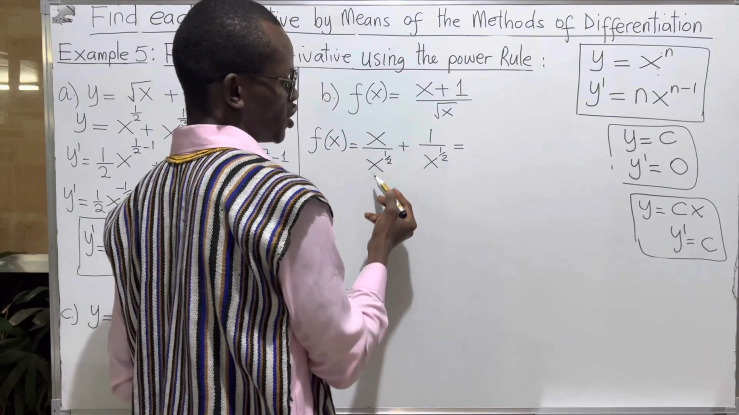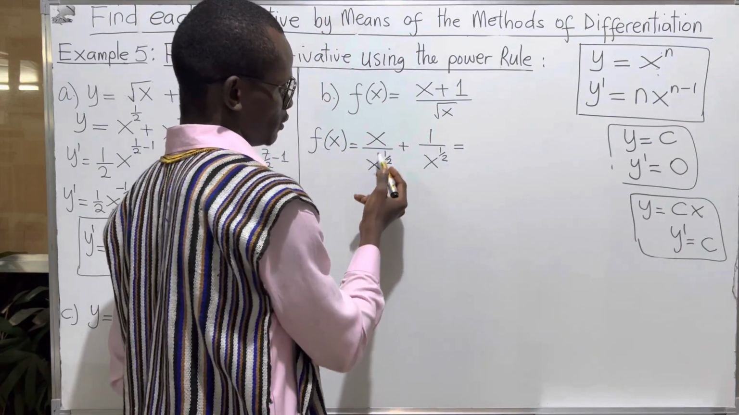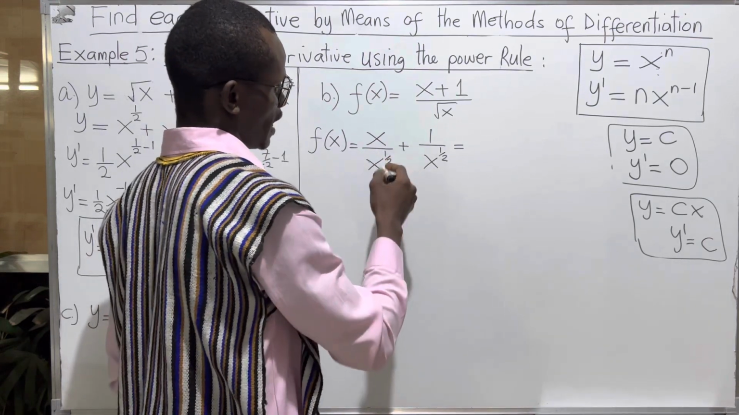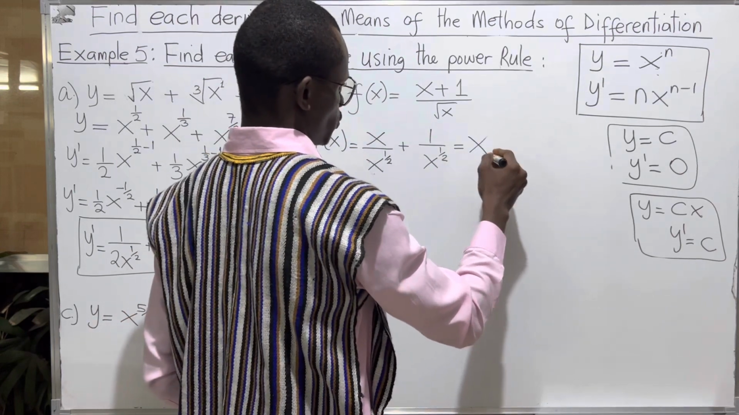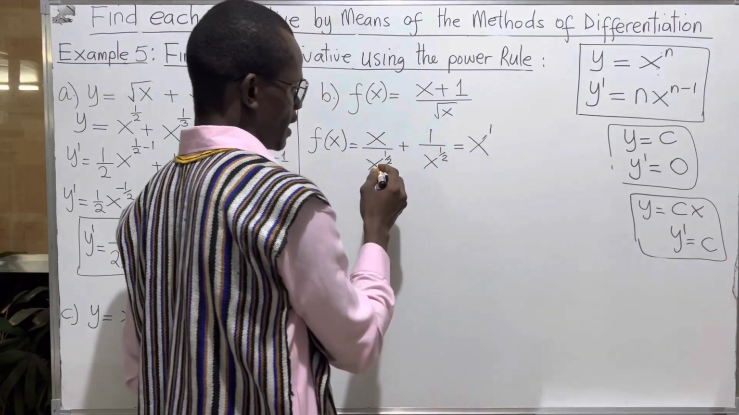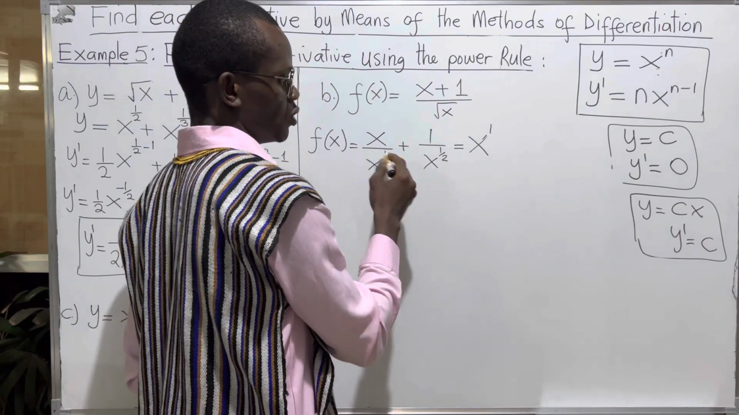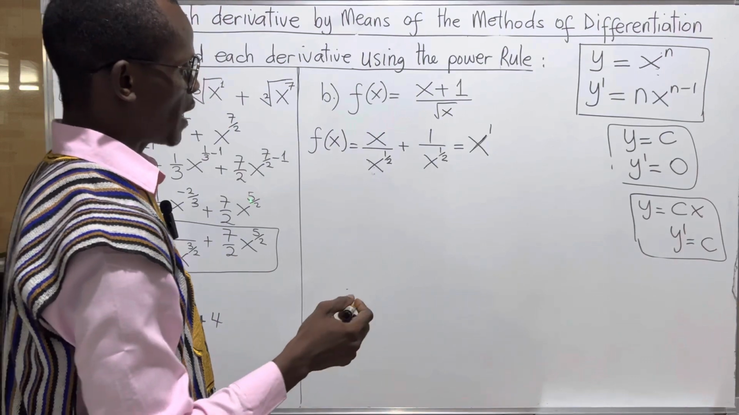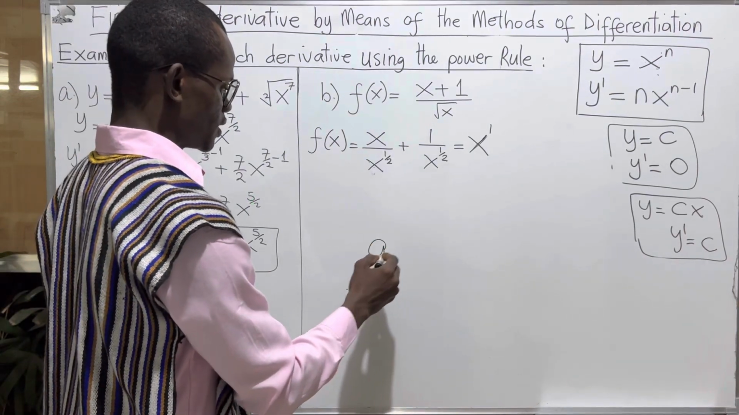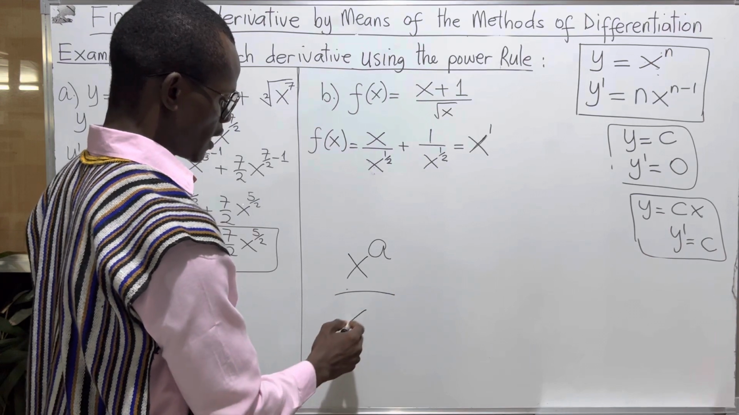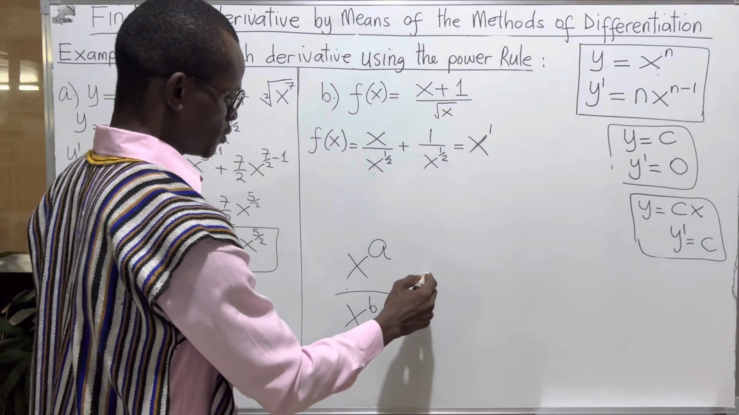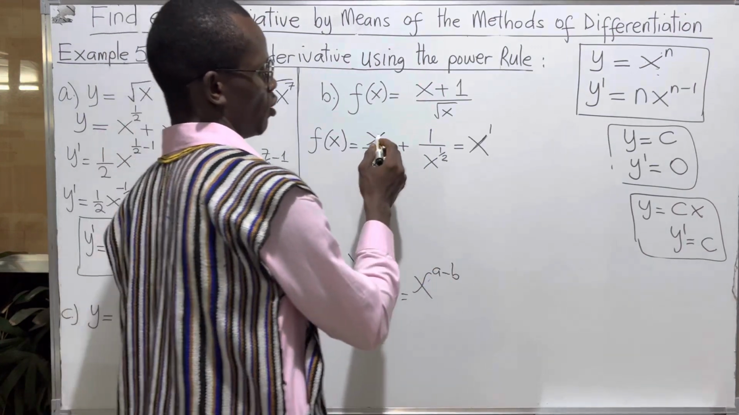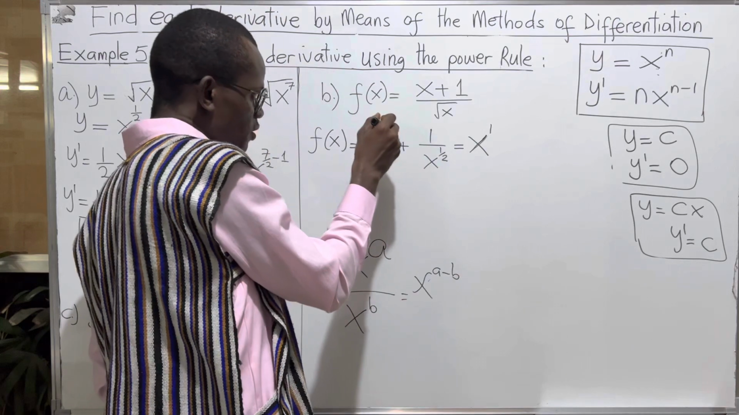So we can apply some rules here, division of like terms or like bases. If you have x raised to the power 1 and you have x raised to the power 1 over 2, the rules of exponents say we subtract the power of the denominator. So x raised to a divided by x raised to b is equal to x raised to the power a minus b. So the power of the denominator must be taken from the numerator.